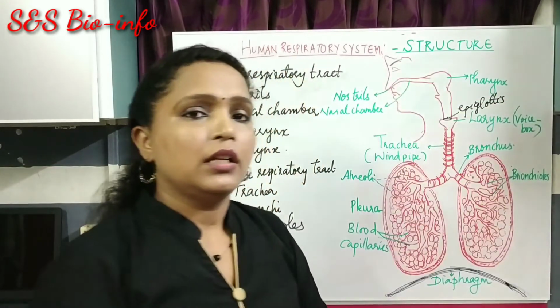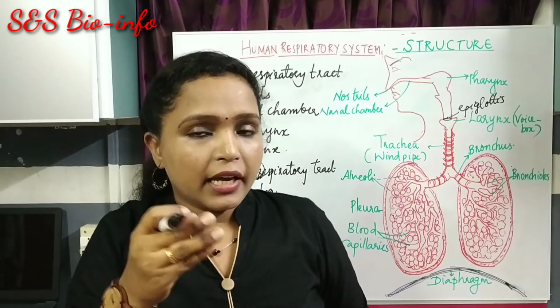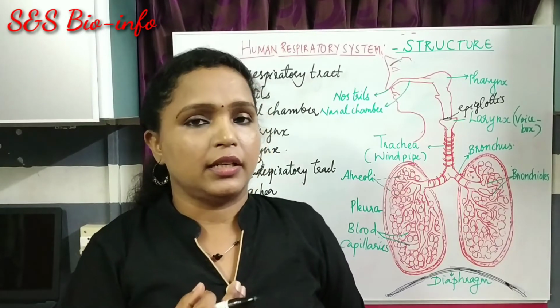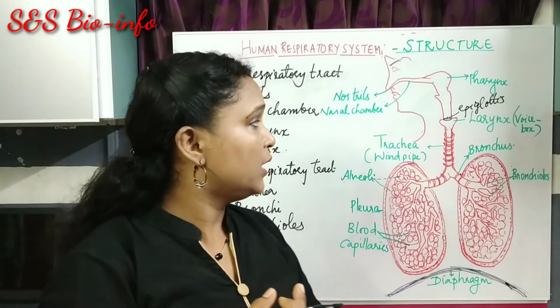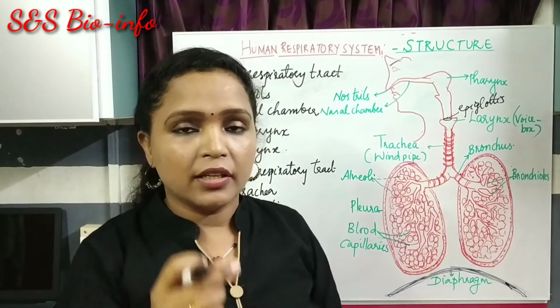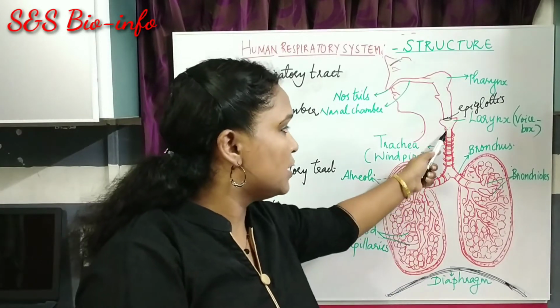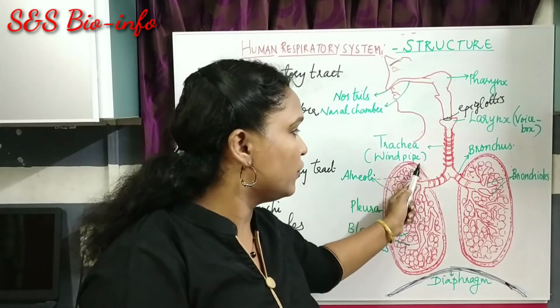Epiglottis. This epiglottis directs the air towards the lungs through the trachea. The next one is trachea. Trachea is also known as windpipe.